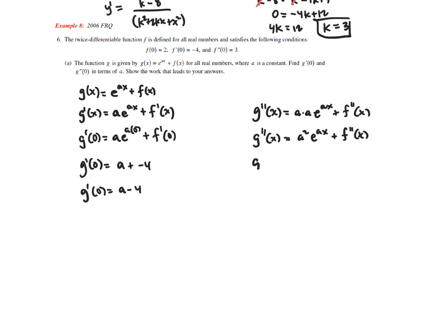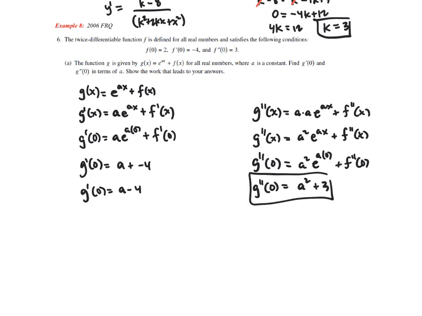Let's find g double prime at 0 as well. That'll be a squared e to the a times 0 plus f double prime at 0. All right, again, e to the 0 will be 1. So I'll get a squared, and f double prime at 0 is 3. There you have it, g double prime at 0, g prime at 0.